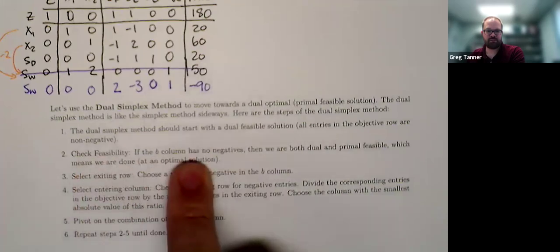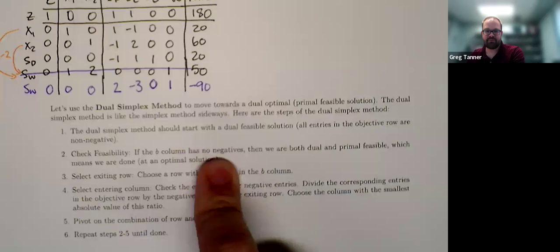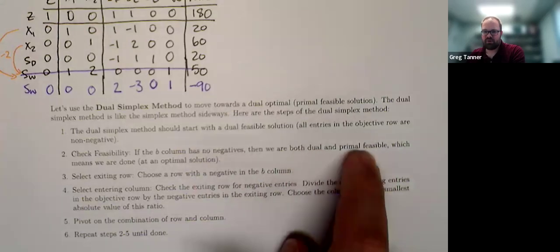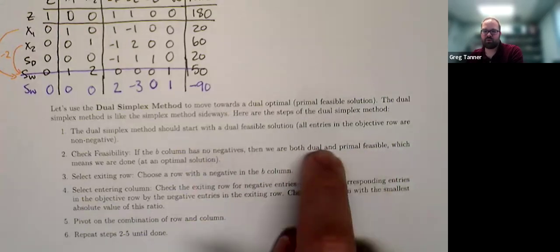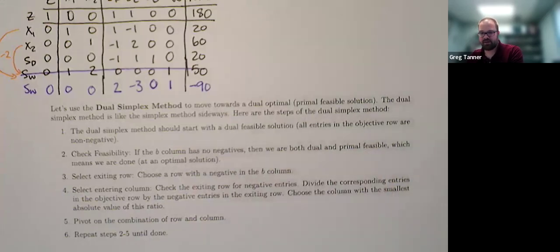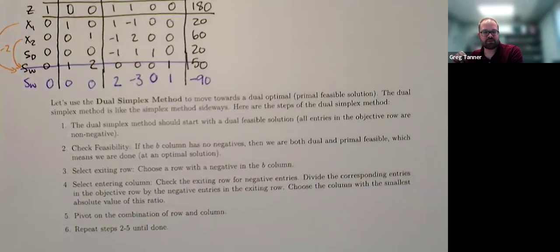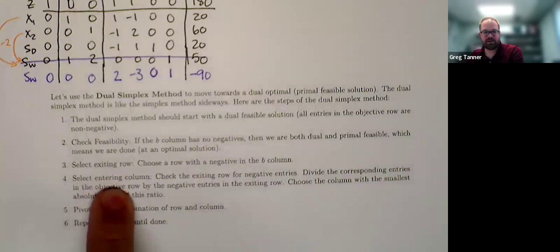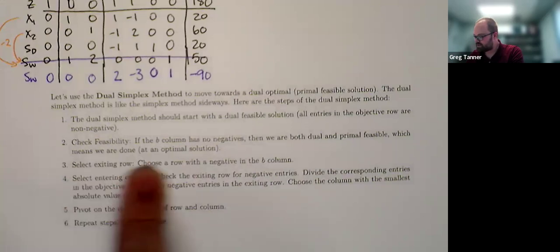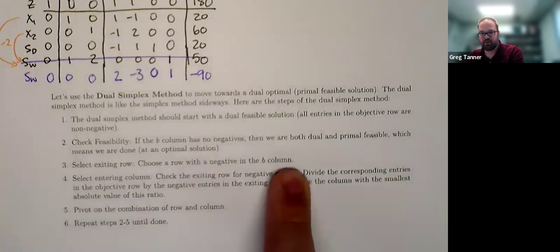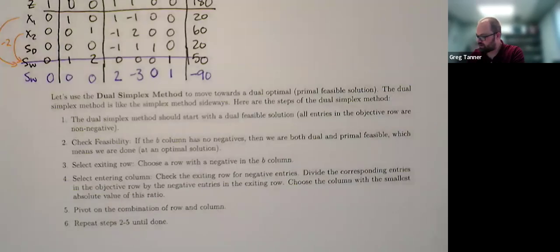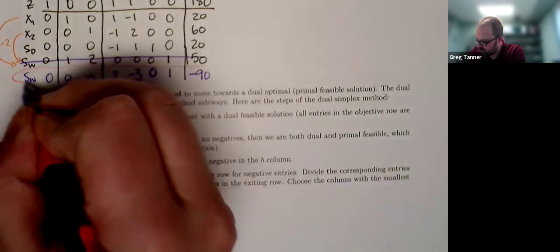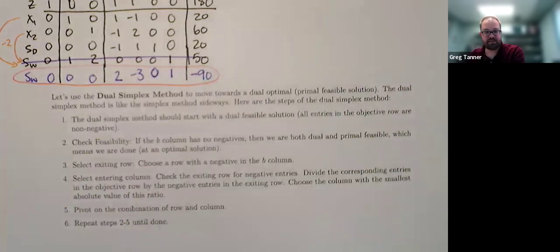So first thing is we check for feasibility. If the B column has no negatives, then we're both dual and primal feasible, which means we're done. Remember, if we have our complementary solutions and we're both dual and primal feasible, then we're actually optimal. That's the real power of complementary solutions. So our order for selecting exiting row and entering row is reversed. We select our exiting row by choosing one of the rows with a negative in the B column, or the right-hand side column. And so in this case, we'll choose this row as our exiting basic variable.